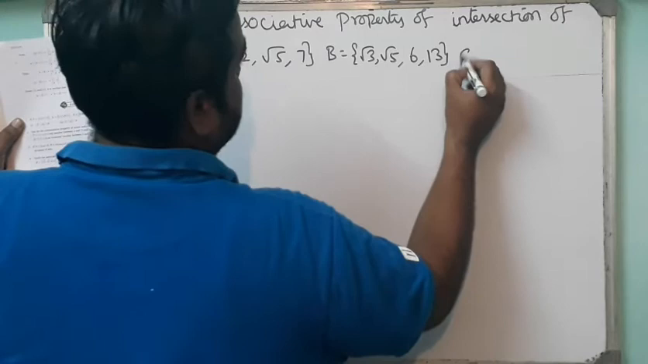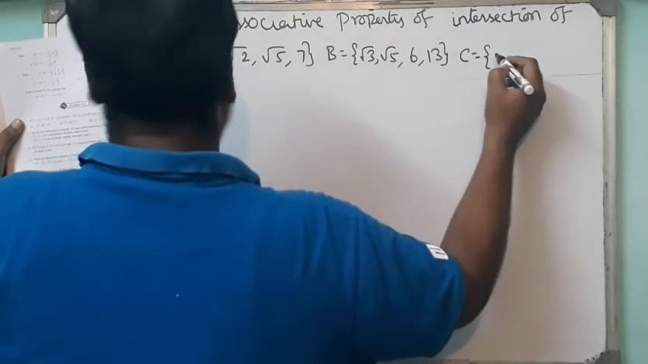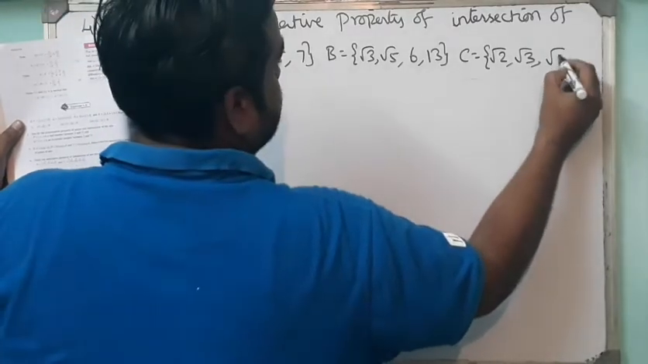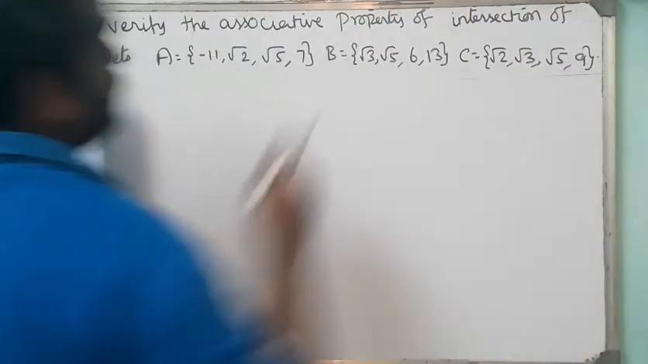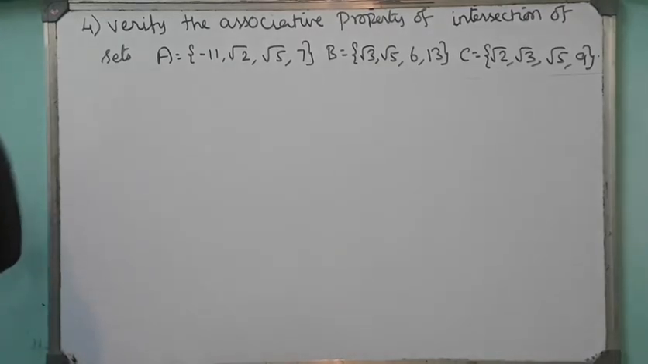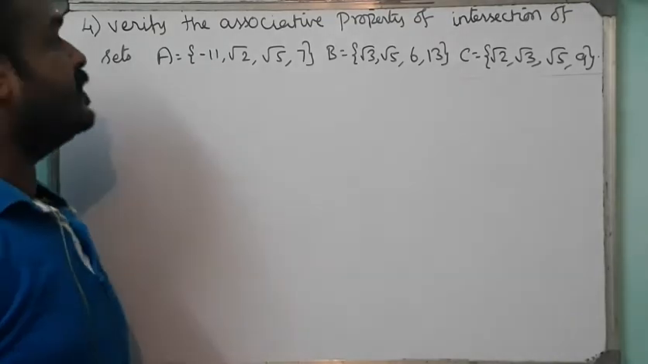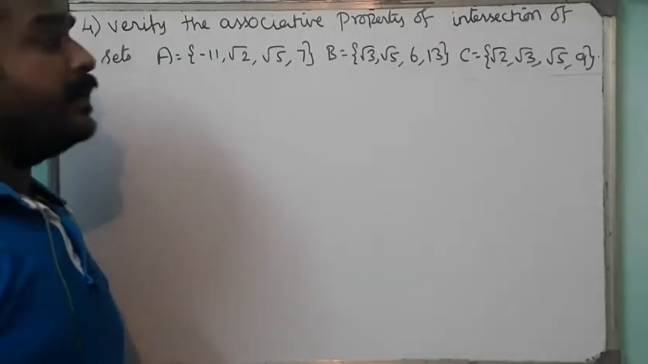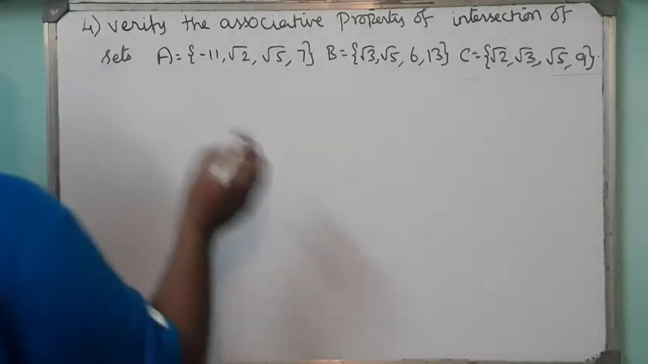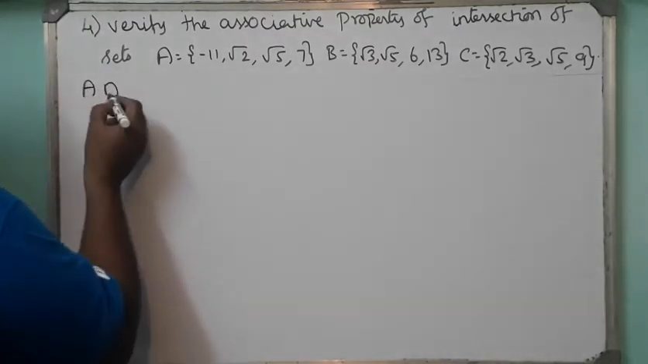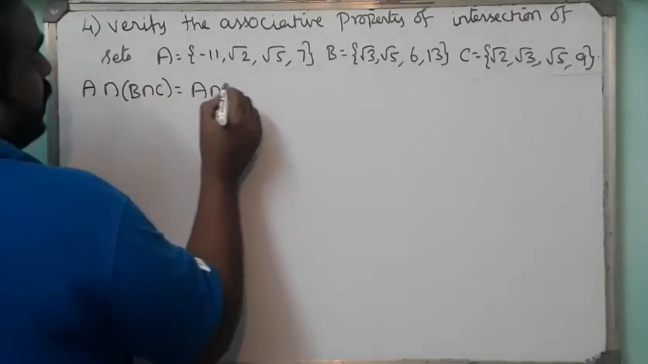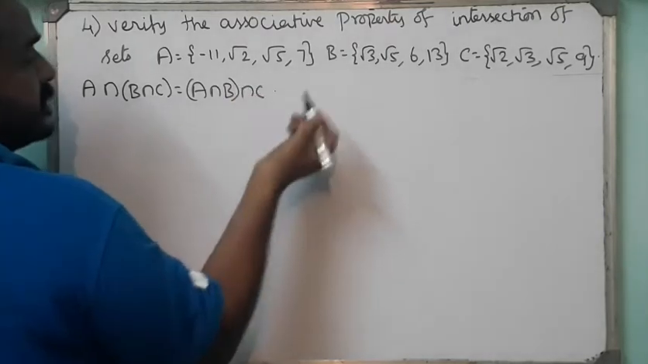And C set is given. What is C set? Root 2, root 3, root 5 and 9. So 4 elements are there. So all 3 sets have 4 elements: in set A, in set B, in set C. What have they asked here? Verify the associative property of intersection of sets. In the last sum, what did we solve? We verified the associative property of union of sets. So now for intersection of sets, what is the property? Same property. A intersection, instead of union, I am getting intersection. B intersection C equal to A intersection B intersection C.